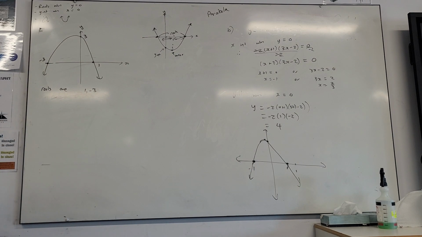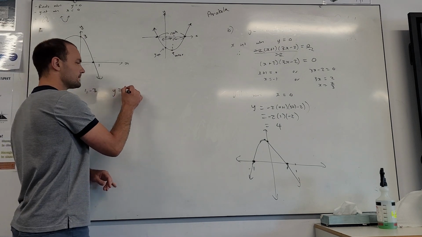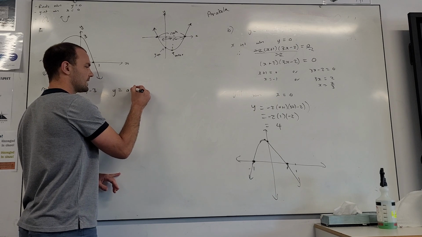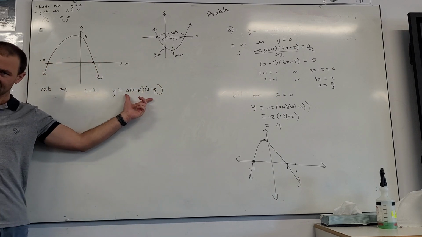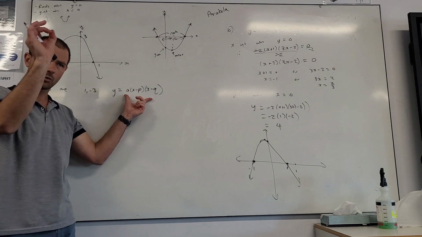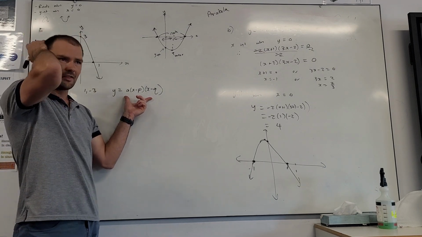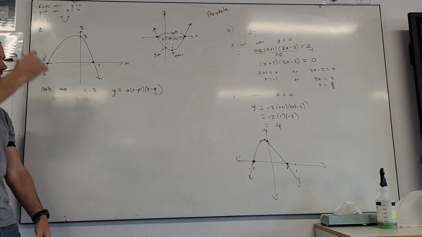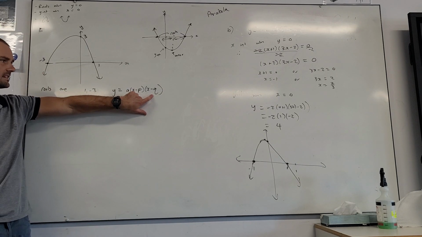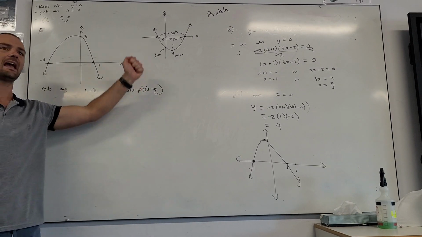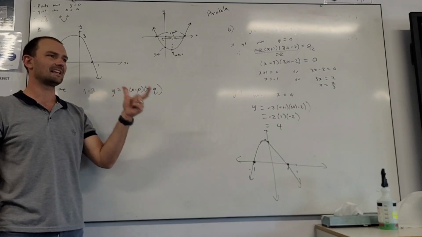Remember, I don't want to make it too complex. Let's just go straight to this form here: y = a(x - p)(x - q). This is the linear factor form of a quadratic, and this is what's going to pop up a bit later when we look at the different ways of presenting quadratics. This is one way of presenting it, where p and q are the x-intercepts.